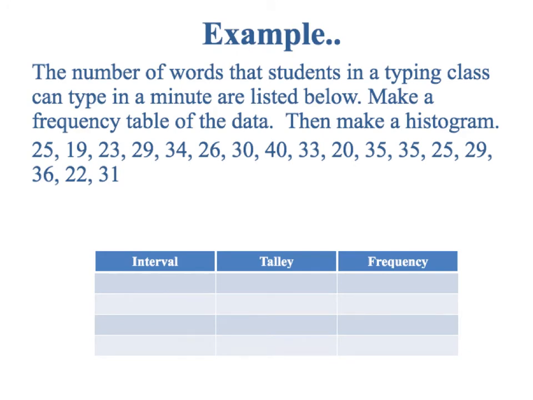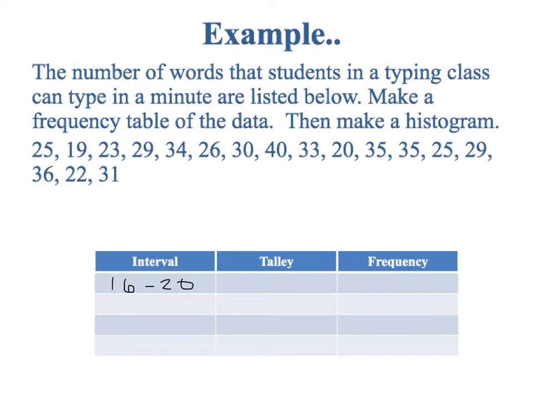Alright, so this is an example of how to make a histogram. The number of words that students in a typing class can type in a minute are listed below. Make a frequency table of the data, then make a histogram. So you need to pick intervals here. It doesn't really matter what intervals you pick, but for this particular example, I'm going to go by fives. So I'm going to pick an interval that's 16 to 20. So any number that falls between 16 and 20, I'm going to tally in this row.